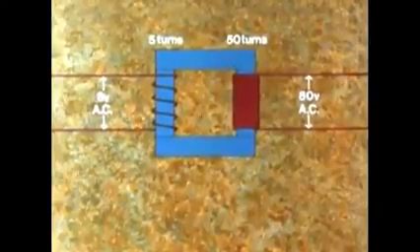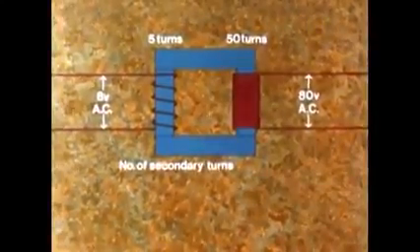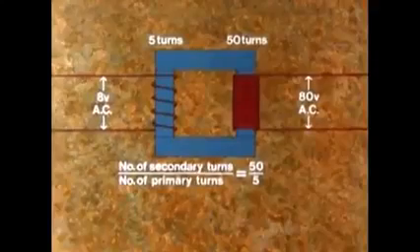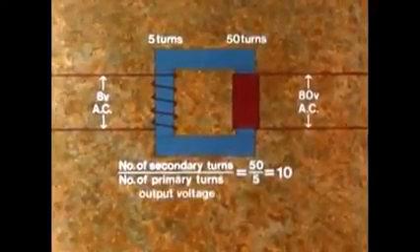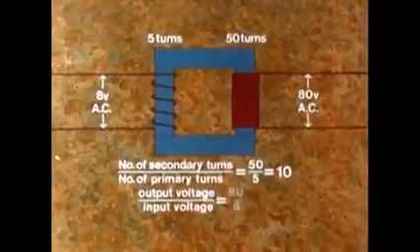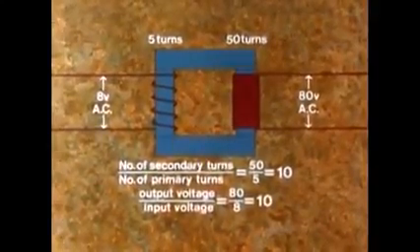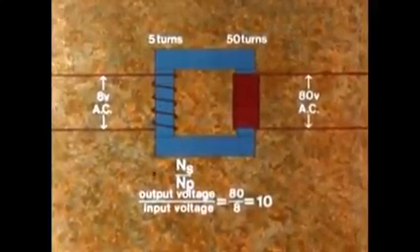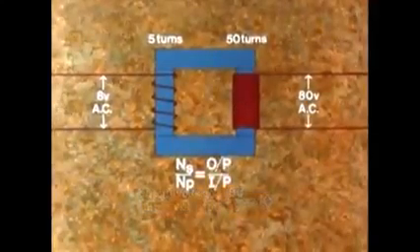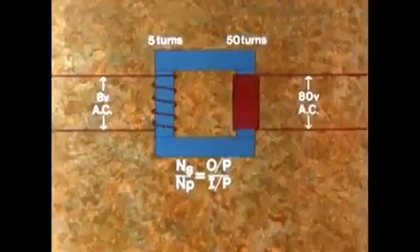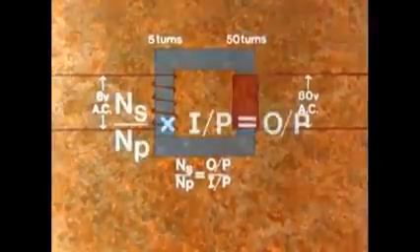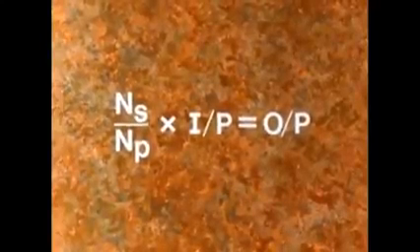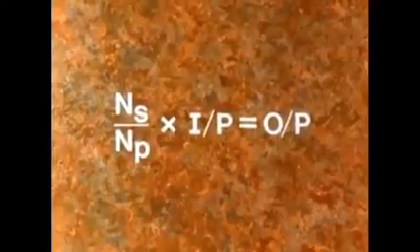Let's look at it more carefully. The number of secondary turns divided by the number of primary turns equals 50 over 5 equals 10. But the output voltage divided by the input voltage also equals 10. Using obvious abbreviations, this means that the number of secondary turns divided by the number of primary turns equals output voltage divided by the input voltage. And if we do the simple bit of juggling, we get this formula. Secondary turns divided by primary turns times input voltage equals output voltage.